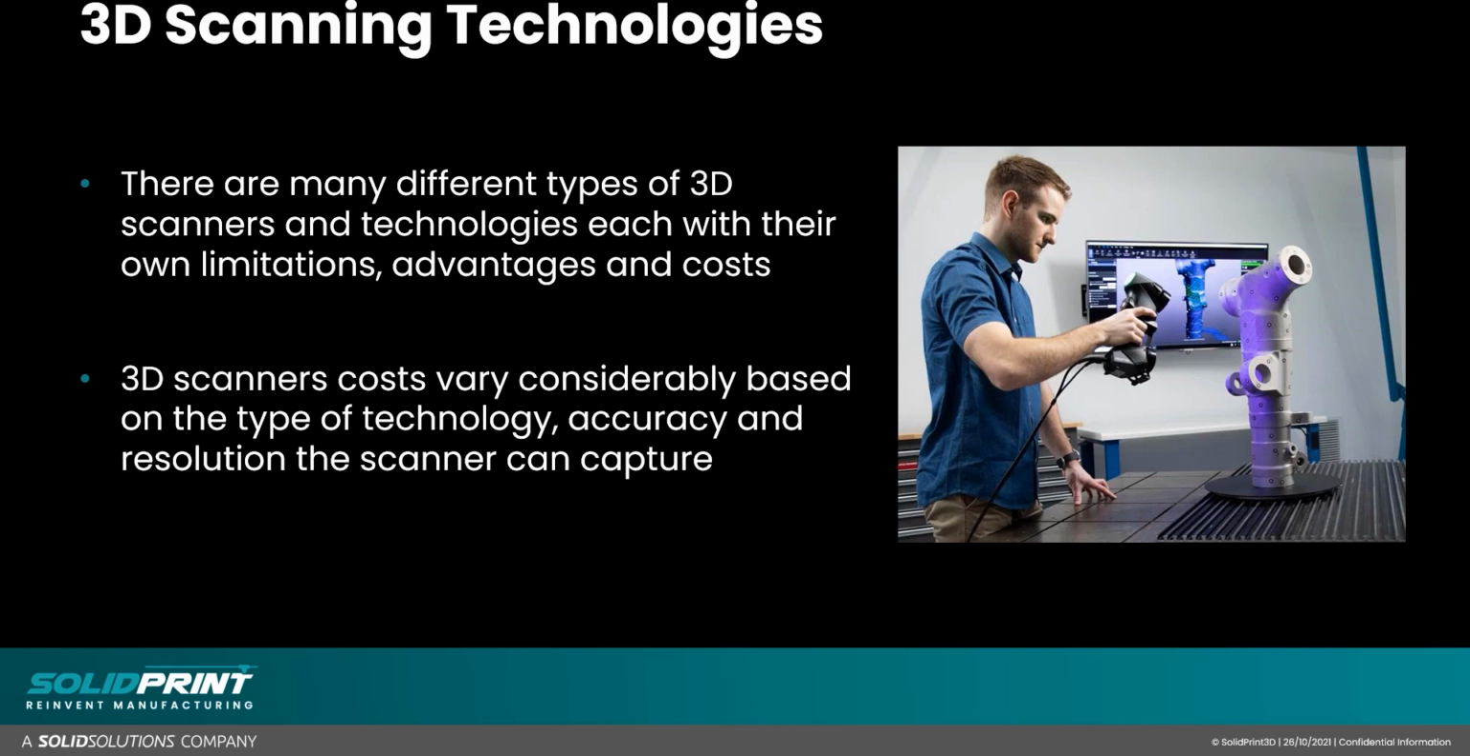In this presentation, we're going to focus on two different types of scanners. One of these is a structured light or white light scanner, and the other is a laser imaging scanner. These are both used for very different applications, but we're going to focus on how these work and what you'd actually use these for.